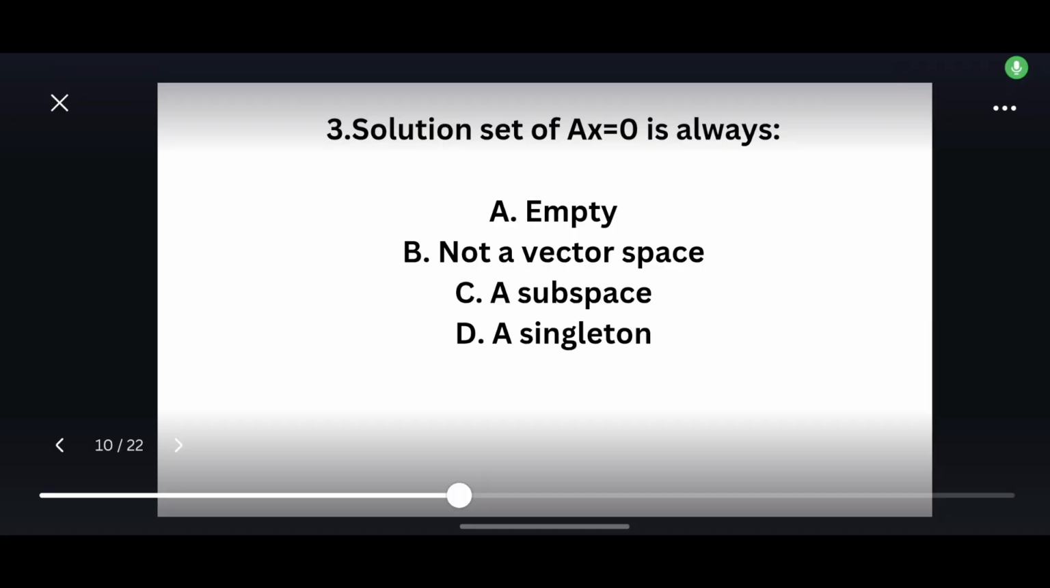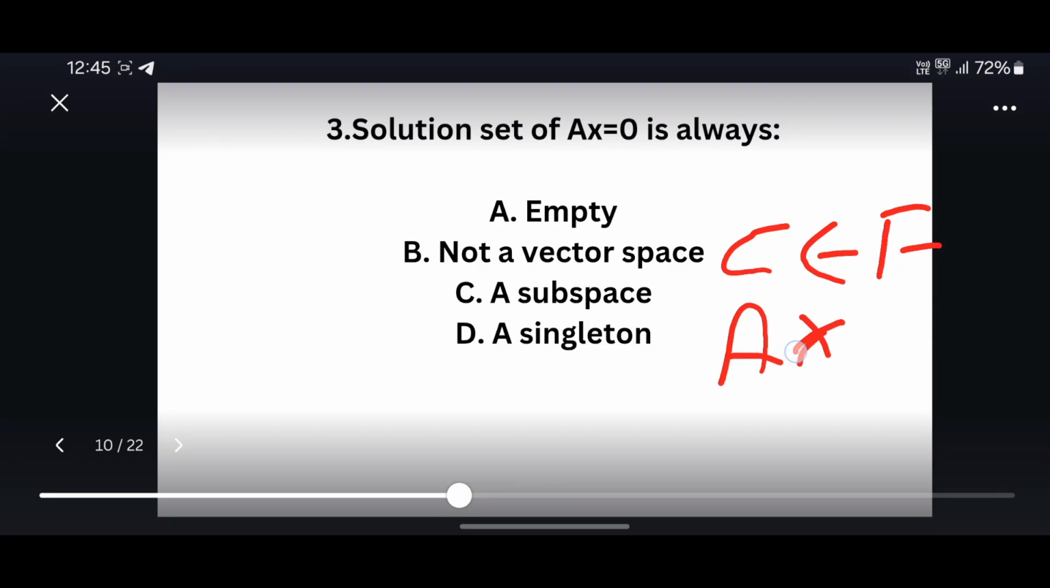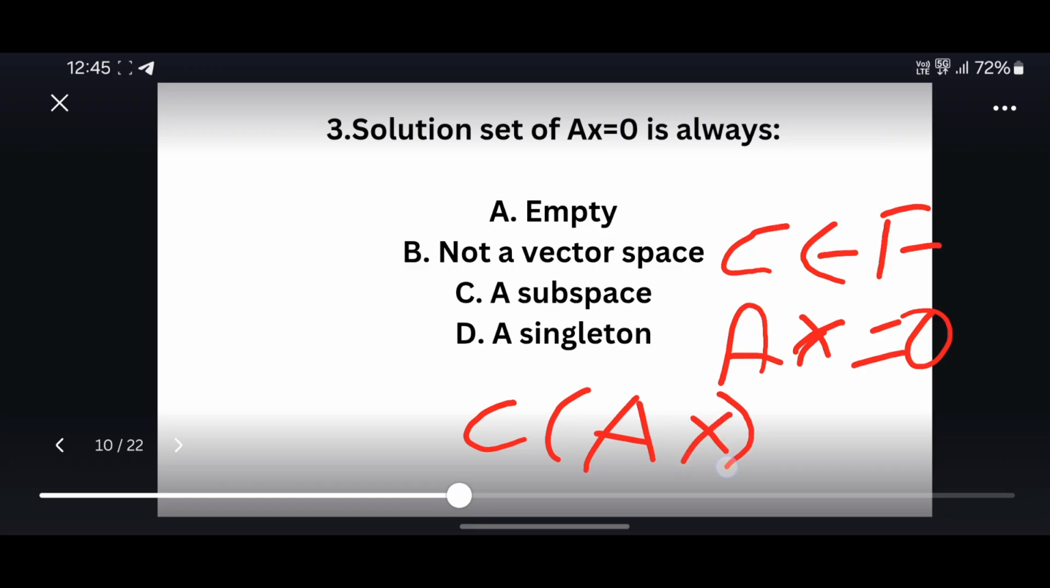The last condition is closure under scalar multiplication. Suppose you consider a scalar c belongs to F, and x with Ax equal to 0 belongs to the set. Then A into cx means c into 0, and c into 0 is 0 only. So the null space or kernel satisfies the conditions of a subspace. That's why C is the correct option. The solution set of Ax equal to 0 is always a subspace.